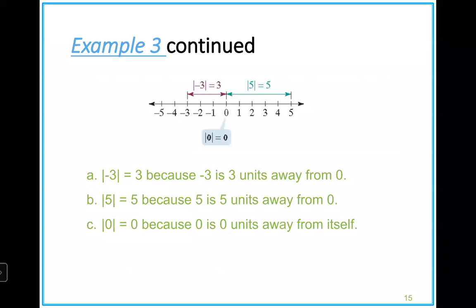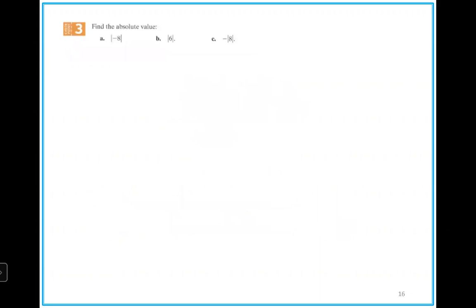And so the explanation is given right here. The absolute value of -3 is equal to 3 because -3 is 3 units away from 0. The absolute value of 5 is 5 because 5 is 5 units away from 0. And the absolute value of 0 is 0 because 0 is 0 units away from itself. And so it's always going to be a positive result when you ask for the absolute value.